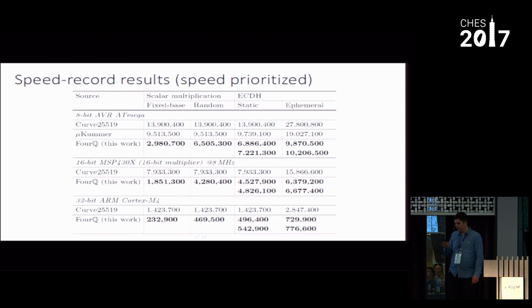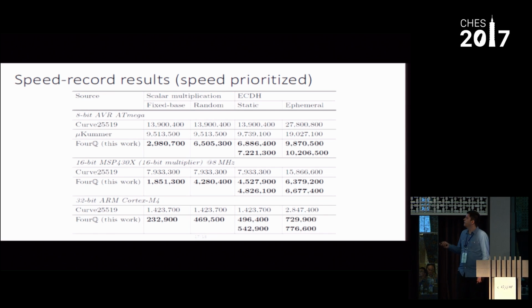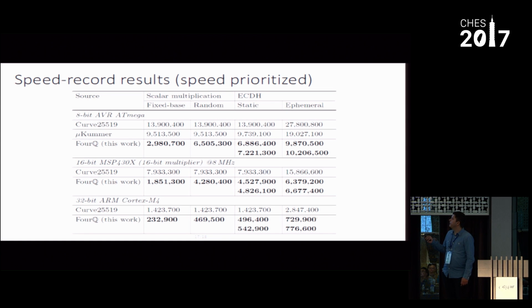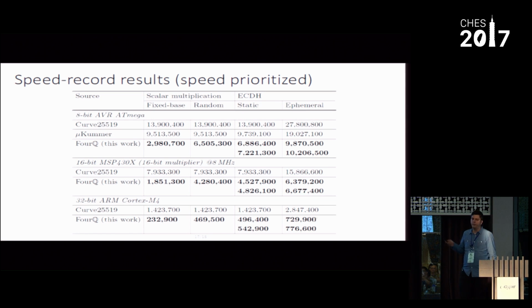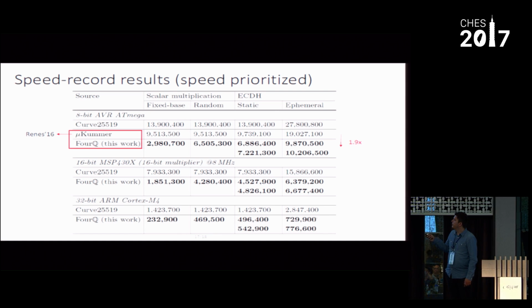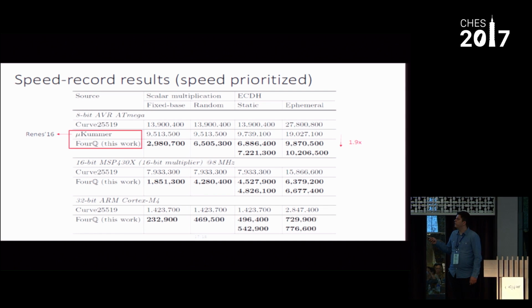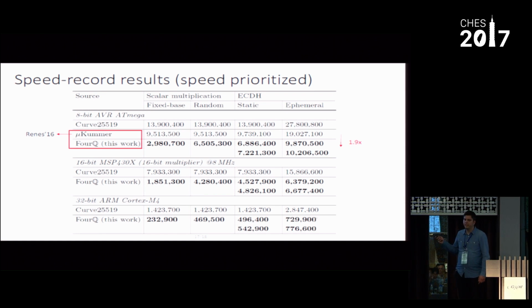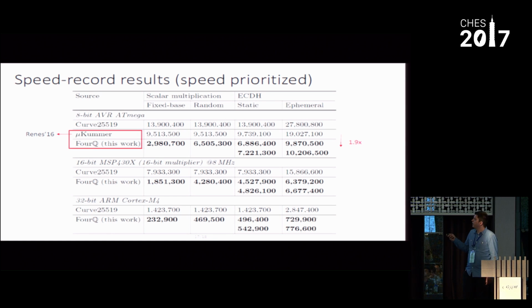And here are the speed record results that I mentioned, for the 3 platforms and for different operations like fixed-base scalar multiplication, random scalar multiplication, and Diffie-Hellman static and ephemeral. I just want to highlight some interesting points. Compared to the previous implementation by Hennes at CHES last year, we got a speedup of about 1.9 times on the 8-bit device.